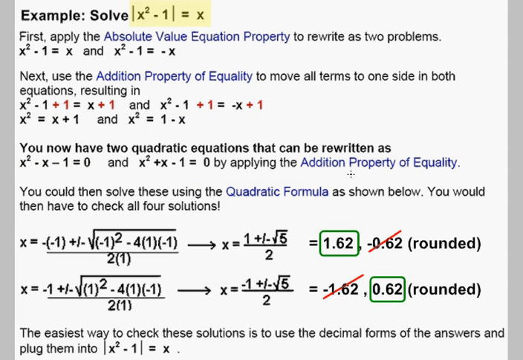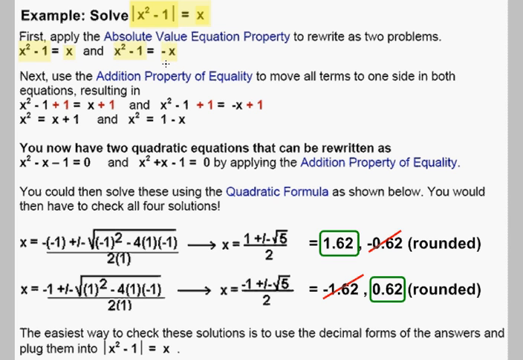Now we're going to use the same procedure to solve a little more complicated absolute value equation. We have the equation absolute value of x squared minus 1 equals x. We apply the same principle. We drop the absolute value bars and let x squared minus 1 equal x, the positive case. We drop the absolute value bars and let x squared minus 1 equal the negative of x, and that's our negative case. And now we solve these two equations.